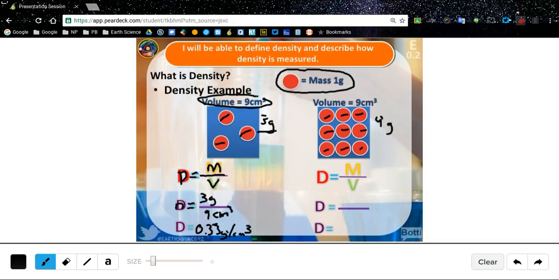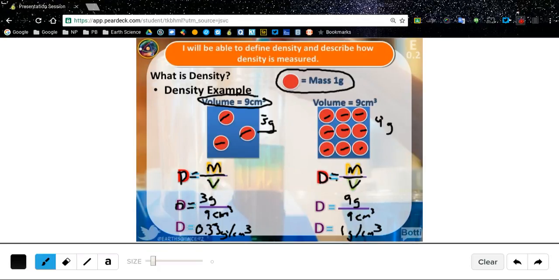Let's take a look at the second example on the right. D equals M over V. That's step 1. Step 2, we're going to plug in our values. So our mass was 9 grams and our volume was 9 centimeters cubed. I think this one's pretty easy. 9 divided by 9 would be 1 gram per centimeter cubed.